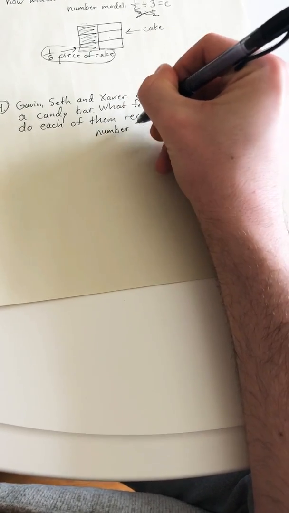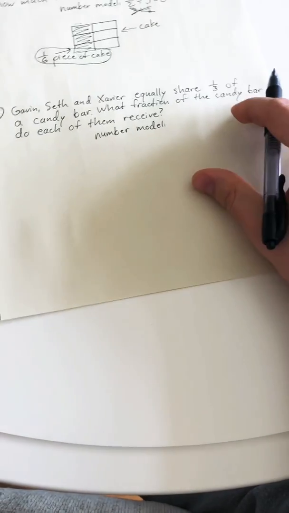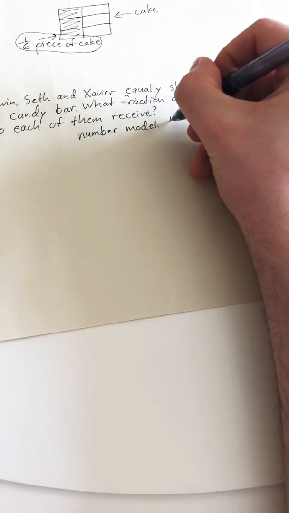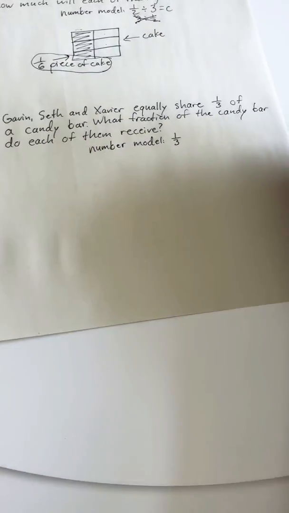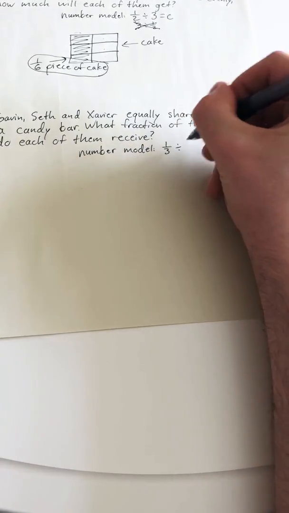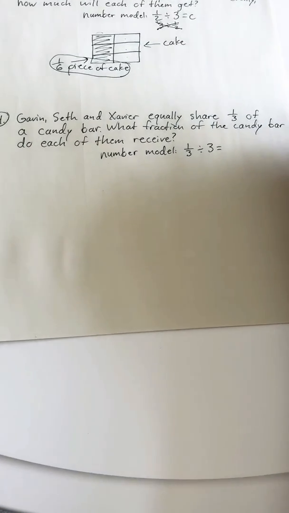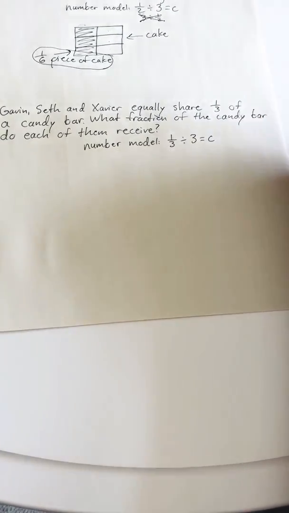Okay, so at this point, you know what I'm about to say. You should write down your number model first. In this case, since they are starting with a third of a candy bar, I'm going to write that down, and we're dividing that between the three of them. So between three friends. So a third divided by 3, and I'm going to set that equal to C for candy.